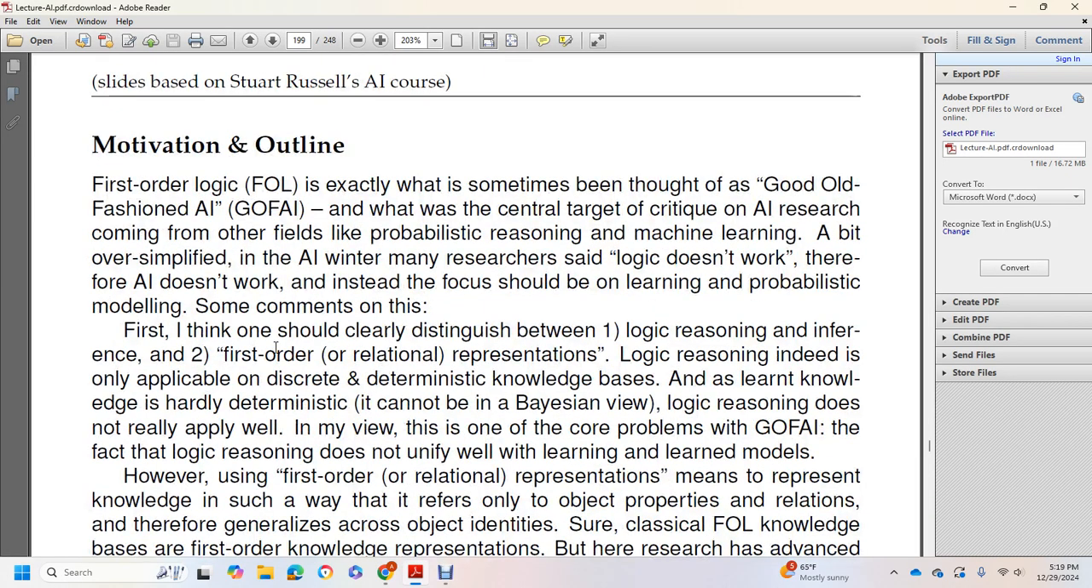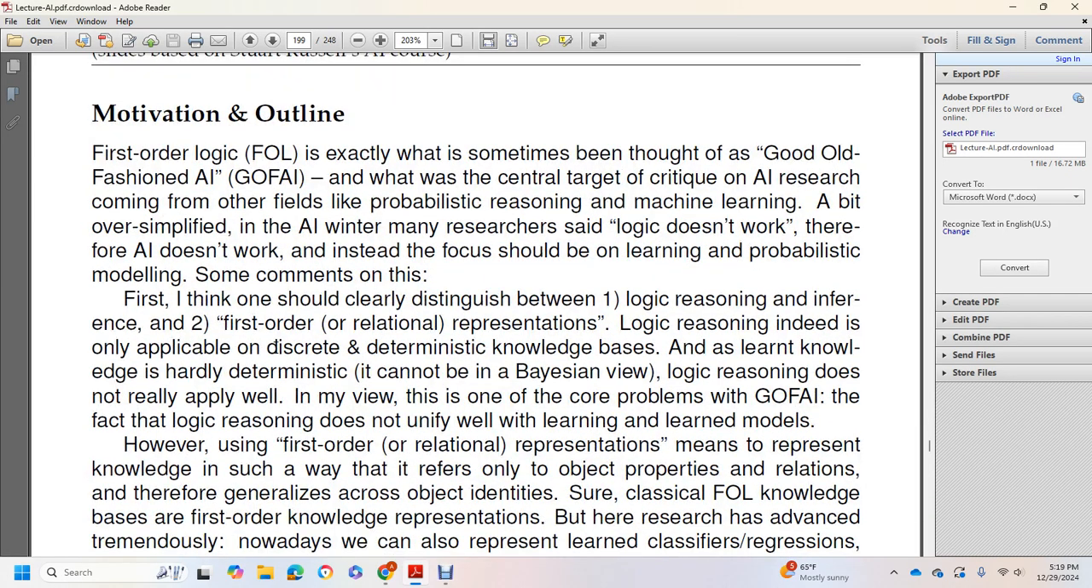Some comments on this. First, you should clearly distinguish between logical reasoning and inference, and the first order representation. Logical reasoning is indeed only applicable to descriptive and deterministic knowledge bases. As learned knowledge is hardly deterministic, it cannot be based on logical reasoning, which does not apply well. In my view, there's one core problem with good old-fashioned AI: logical reasoning does not combine uniformly with learned models.